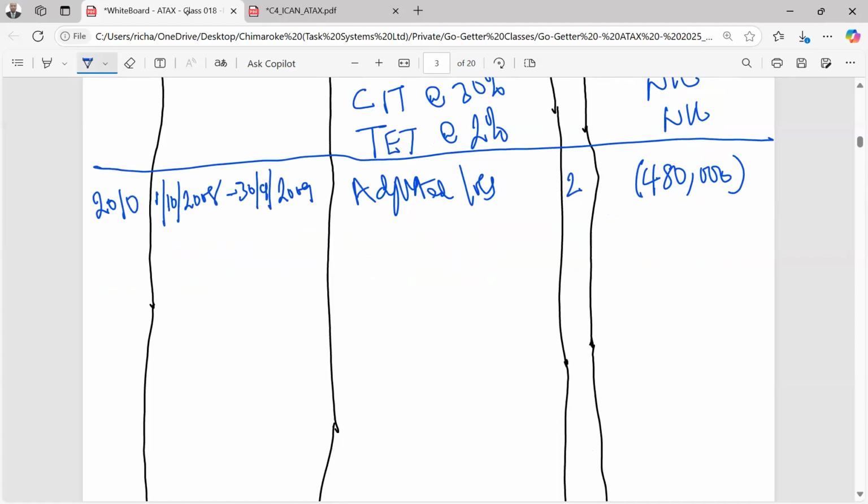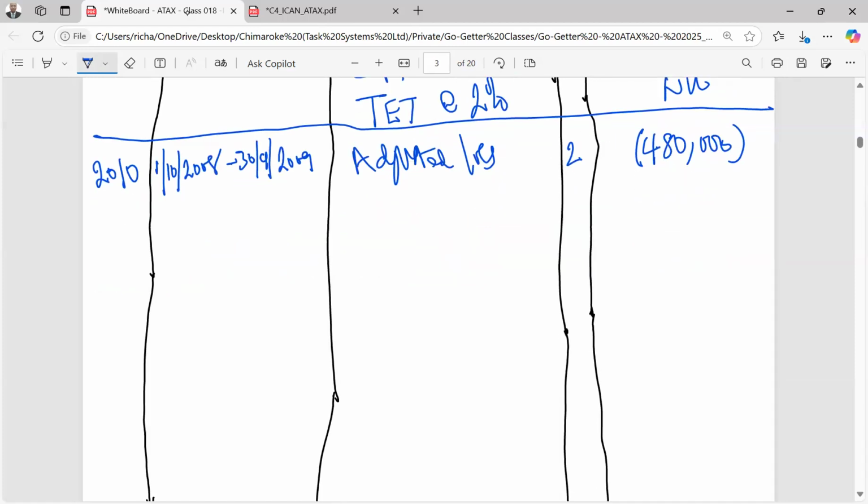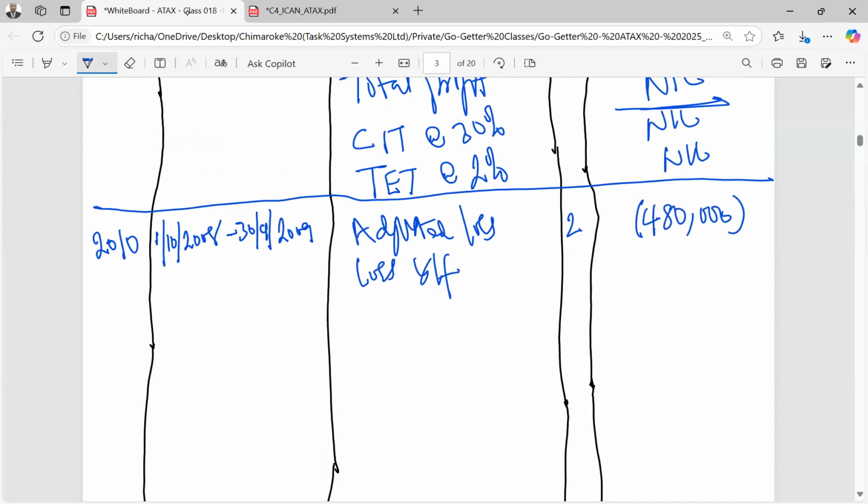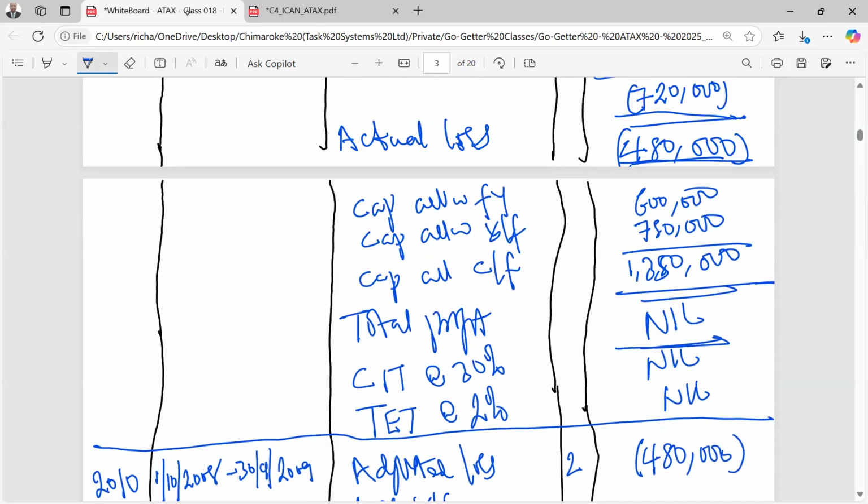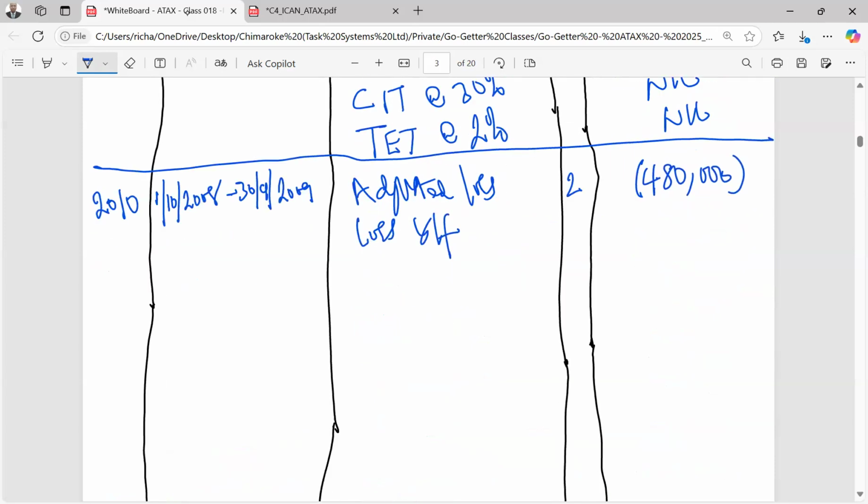Okay. Then loss brought forward. What was our loss brought forward the last time? Was this actual loss of 480? I'm going to bring it down again. 480. When you add the two of them, this is going to give us 960.